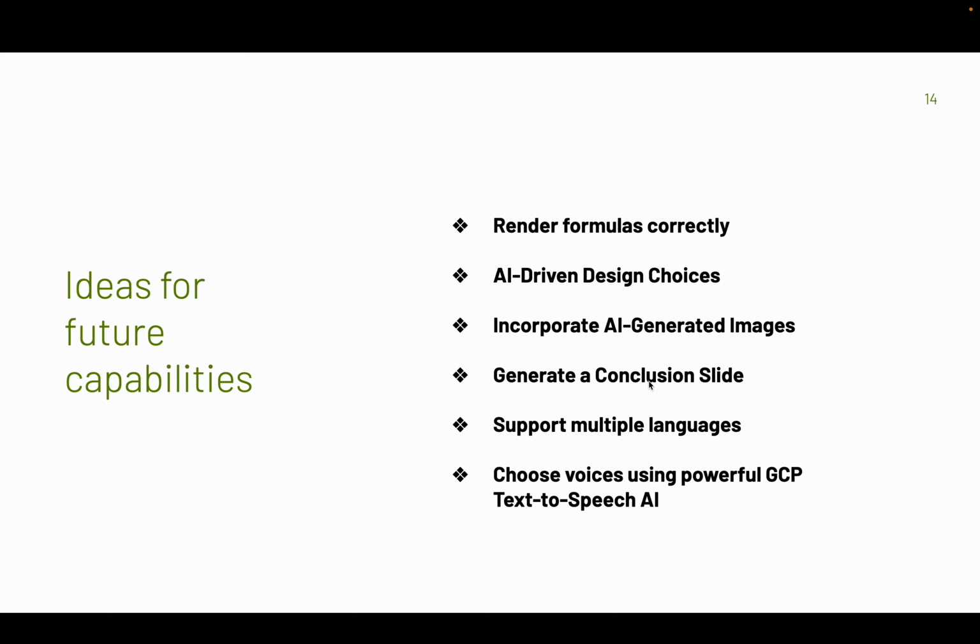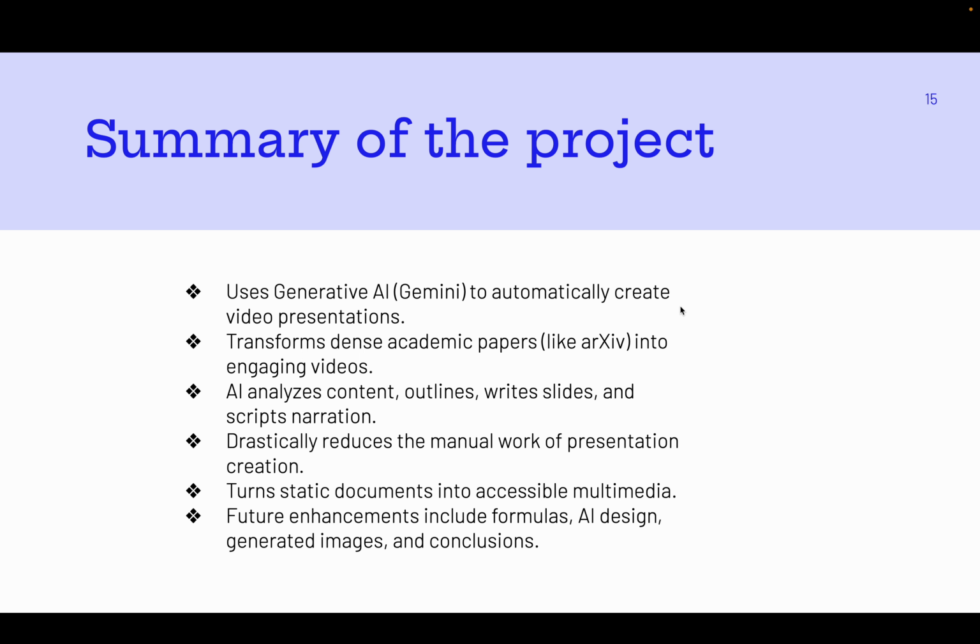Because, for example, for this video, we needed 1.5 hours. Now, that's the summary of the project. We use generative AI, Gemini, to automatically create video presentations. We transformed academic papers into engaging videos. AI analyzes content, outlines, writes slides, and scripts narration. It reduces the manual work of presentation creation. It makes static documents into accessible multimedia. And future enhancements include formulas, AI design, generated images, and conclusions.